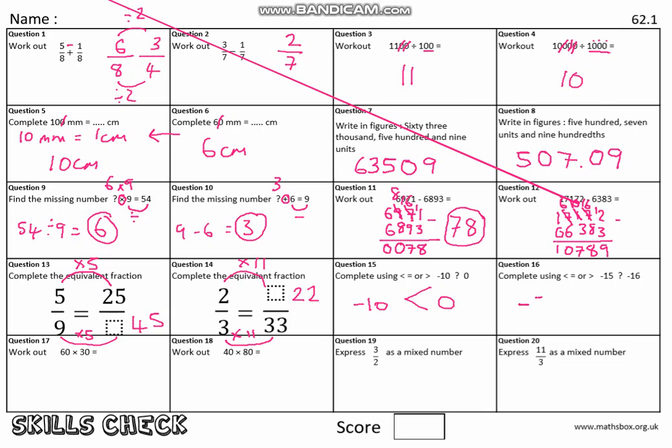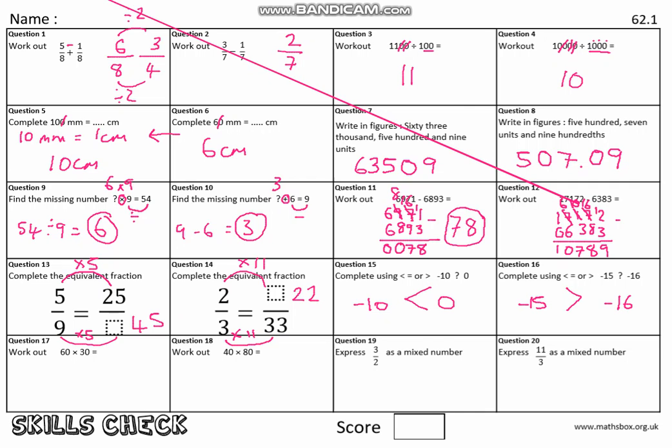Now here we've got minus 15 and we've got minus 16. Now on a number line from 0, we'd go minus 1, minus 2, minus 3, minus 4, etc. So the number that's bigger is the one that's closest to 0. Okay, so actually this time minus 15 is bigger than minus 16.